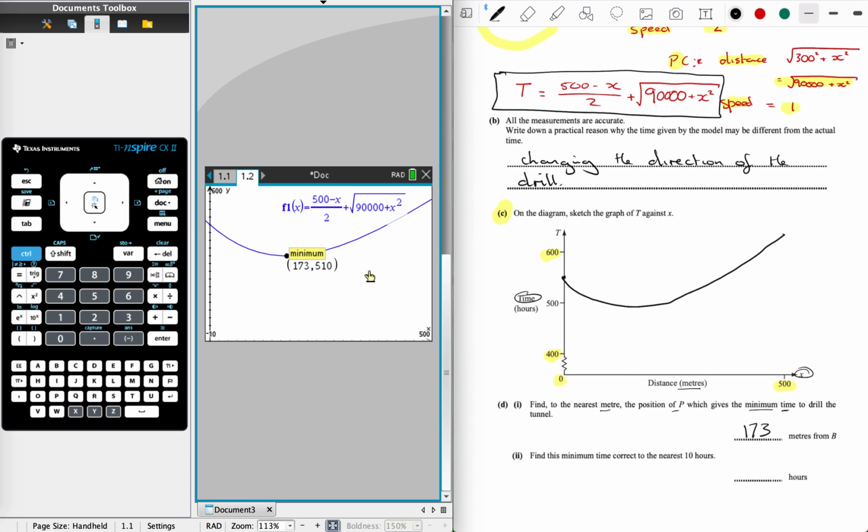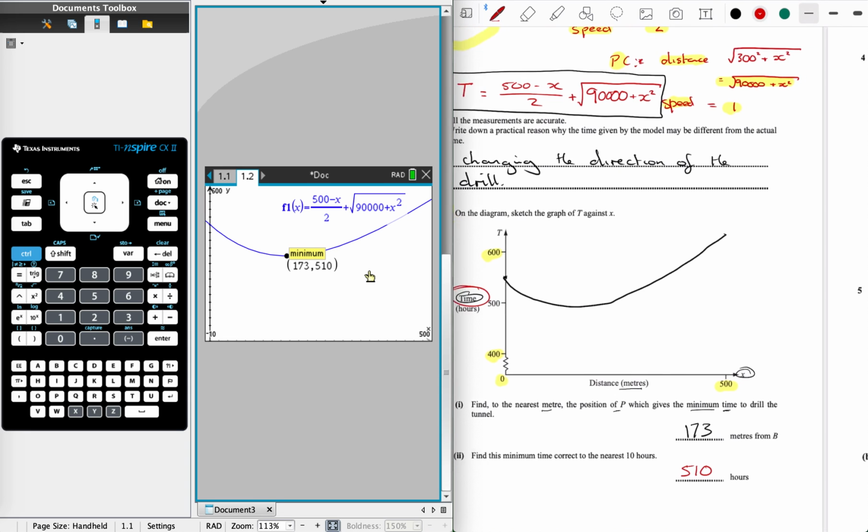Oh, gone black. Maybe I'll go back to red. And find this minimum time. So time, remember, is the y coordinate. So the coordinate I can read off there is 510 hours. Okay.